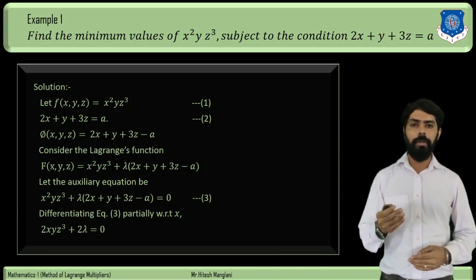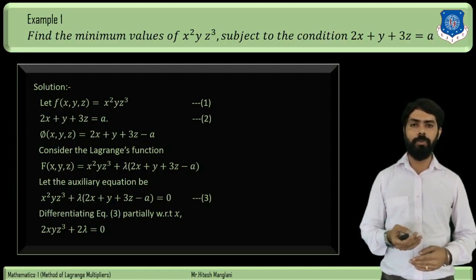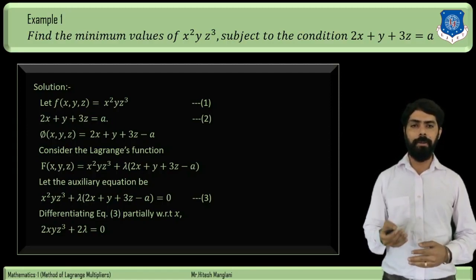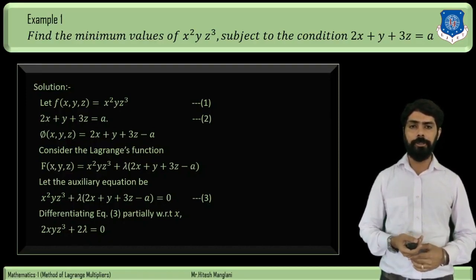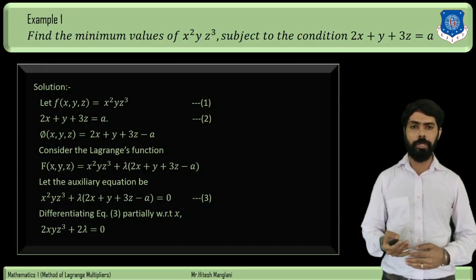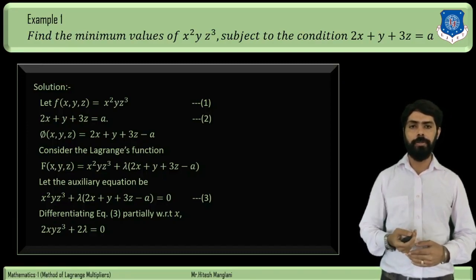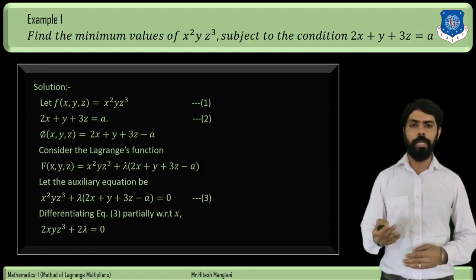Now the second term: plus lambda in bracket 2x plus y plus 3z minus a. Here lambda will be as it is, and the derivative of the first term, which is 2x, with respect to x will be 2. So here it will be 2 lambda. The second term is y, and we are partially differentiating with respect to x, so y and z are constant, therefore the derivative of the second term will be 0. Same way the derivative of the third term will be 0, because the third term is 3z, and the last term, that is a, is also constant, so the derivative of that term will be 0. Therefore 2x y z cube plus 2 lambda is equal to 0.